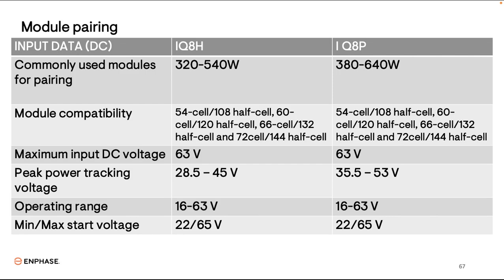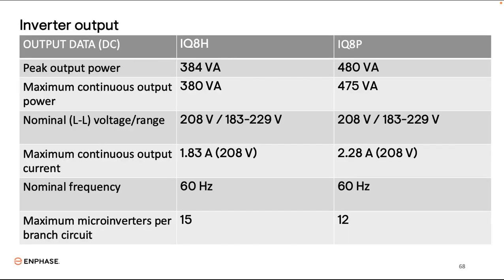Enphase commercial microinverters are compatible with most modules you'd want to use. They are compatible with modules with an output rating of between 320 and 640 watts depending on the model you select. You can use modules with almost any module cell configuration on the market that you'd want to use on a commercial project. The maximum DC input voltage is 63 volts for both models. The MPPT voltage is between 28.5 and 53 volts depending on the model you choose. The operating range is between 16 to 63 volts for both models, and the min-max start voltage window is between 22 to 65 volts for both models.